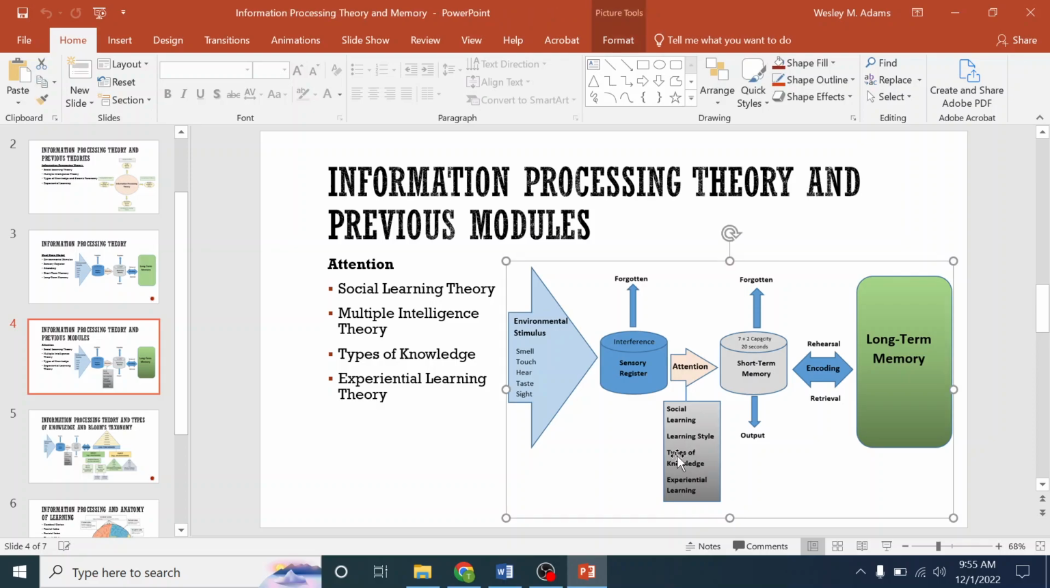So types of knowledge would be more of the course that we're in. What type of knowledge would be most important to focus on first? And then how's that information presented to us, or how do we want to present it to others? That's our teaching method. So that's how it's connected to the first half of the course.